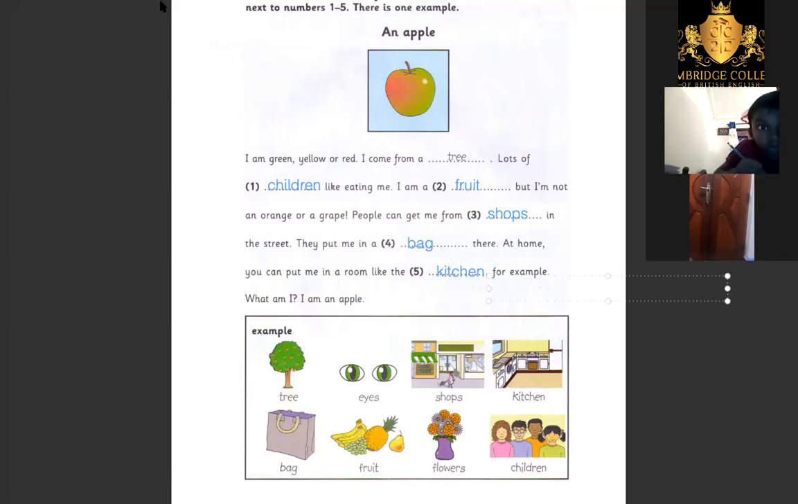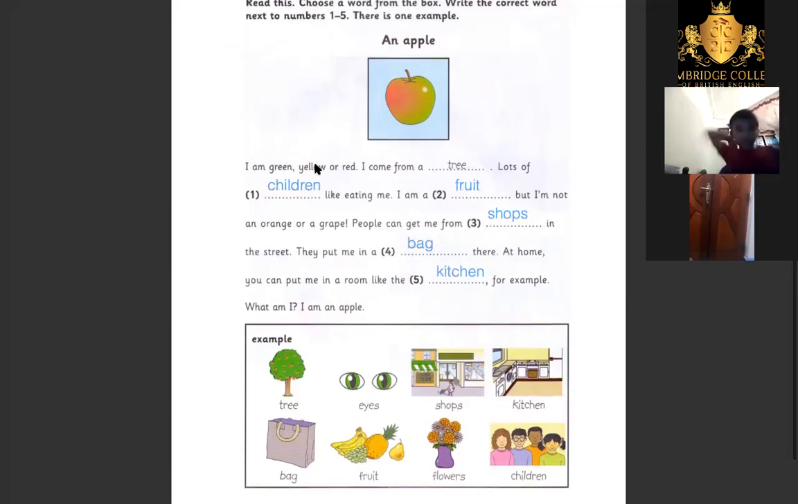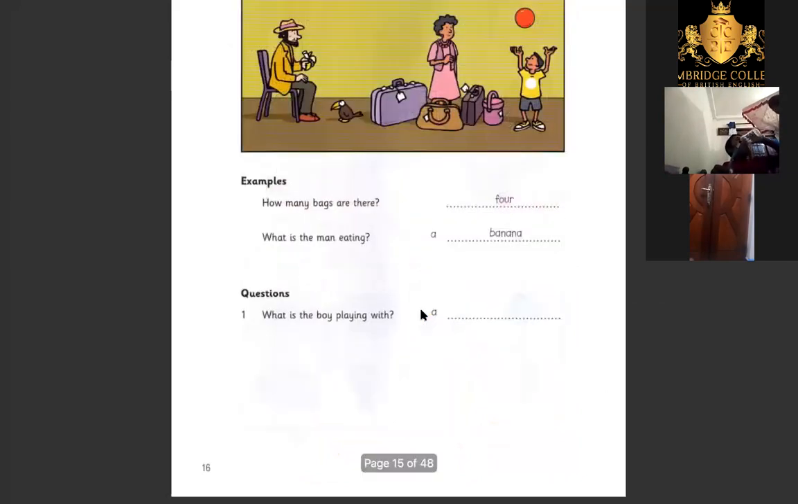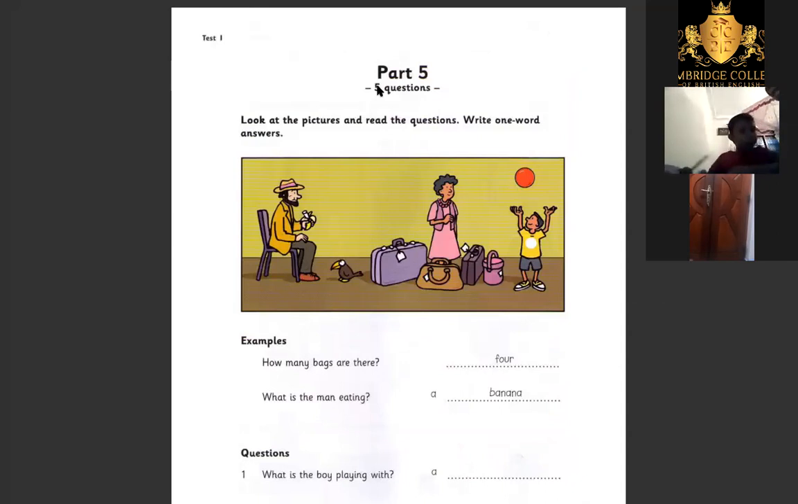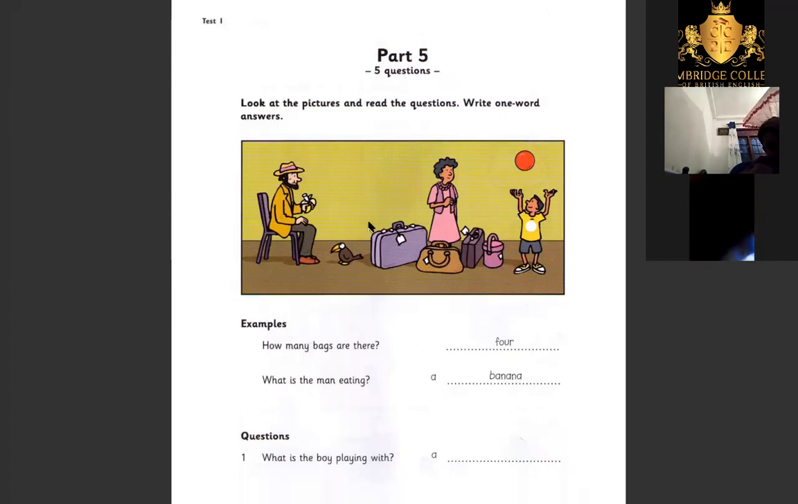Okay, I hope you all have finished writing the answers. Good. Next one is part five. Now write part five. Have you finished part five? Okay, this is the picture.